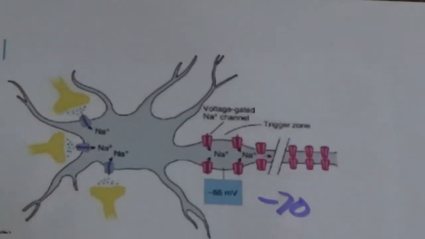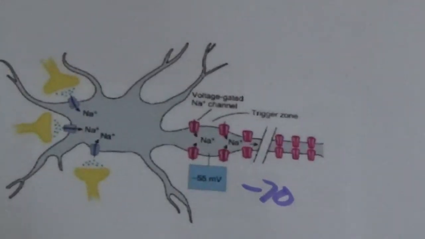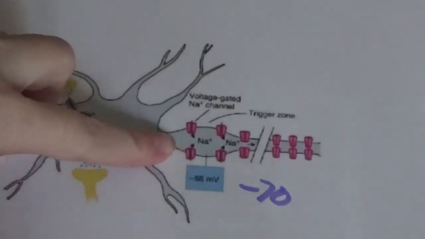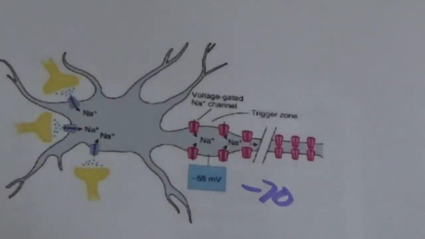once these ligand channels open, it moves to -55 in this example. So at -55, this is your threshold, and what that means is that these voltage-gated sodium channels here in the trigger point of the axon will open and allow more sodium to enter at a faster rate.